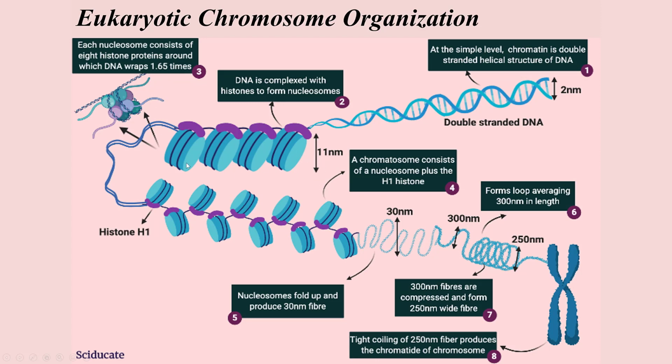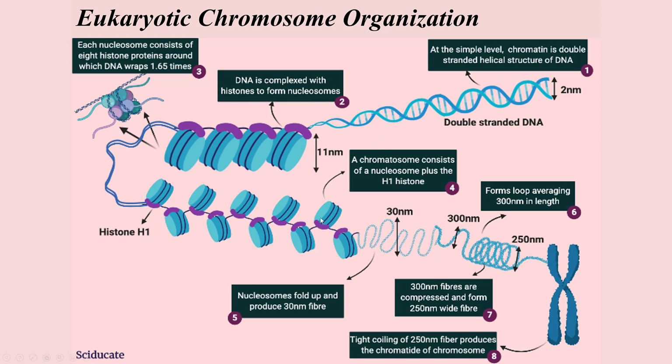This nucleosome string is further coiled with histone H1 protein and forms a structure 30 nanometers in width. This structure is known as the chromatosome. Again, coiling forms loops averaging 300 nanometers in length, which are further compressed to form a 250 nanometer wide fiber. Then this undergoes further tight supercoiling until we get the chromosome of the familiar shape. Till here, we learned how chromosomes are organized in the nucleus.